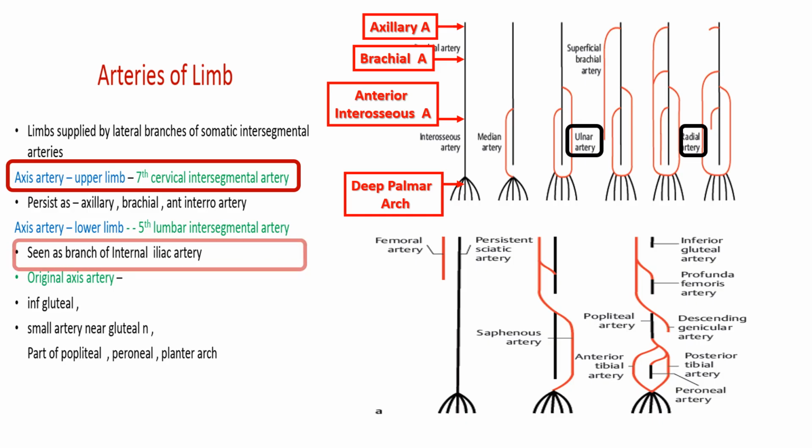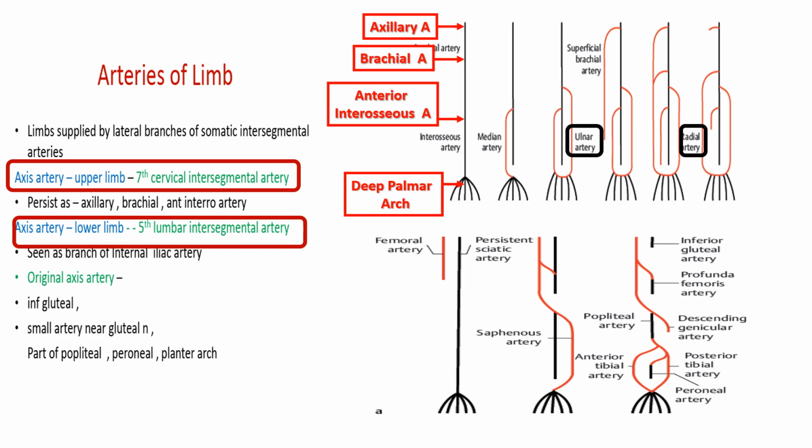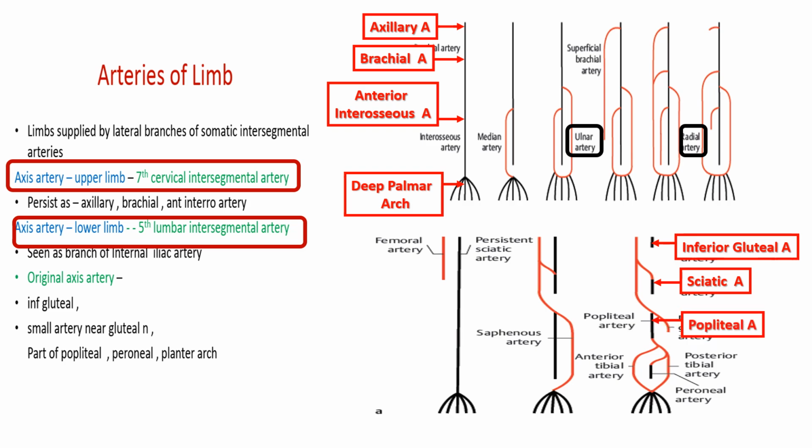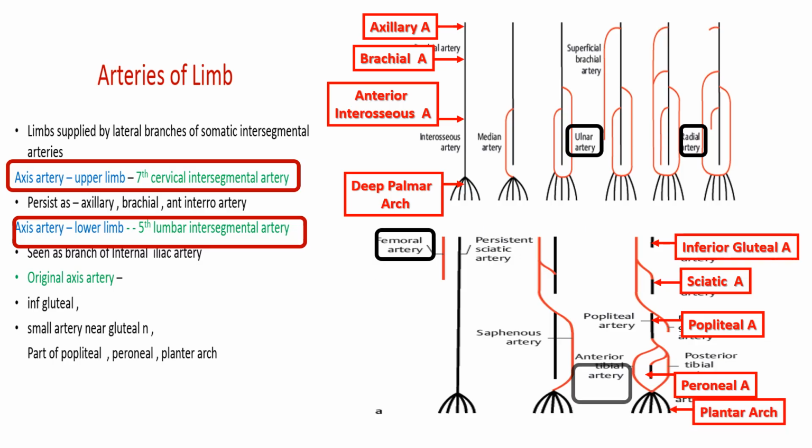The axis artery of the lower limb is the fifth lumbar intersegmental artery, and it is represented as the inferior gluteal artery. It is seen as a branch of the internal iliac artery. The sciatic artery supplies the sciatic nerve, and forms a part of the popliteal artery, the peroneal artery, and the plantar arch. The femoral artery, anterior tibial artery, and posterior tibial artery arise as additional sprouts from the main axis artery.